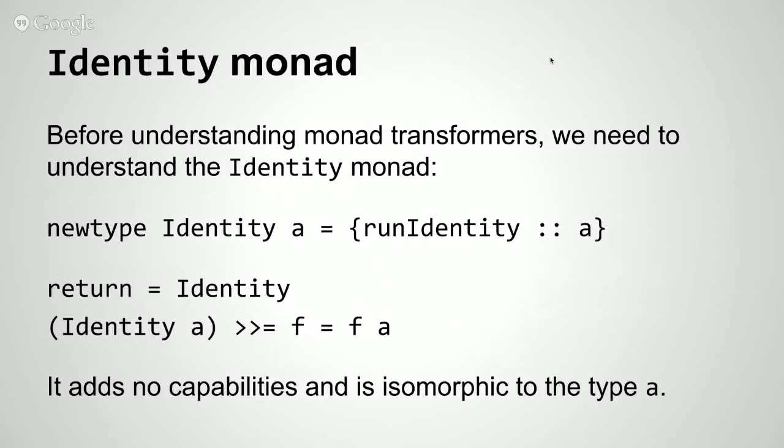Before we get into monad transformers, we should look at the identity monad, which is actually the simplest monad there is. It's just a newtype. Identity is the constructor into the identity monad, and runIdentity pulls something out of the identity monad. And it doesn't add any capabilities. Identity A is isomorphic to A. It's the same type, but with an identity wrapper around it. And the reason we might want identity is because if we want to turn a monad transformer into a monad, we just apply it to the identity monad.